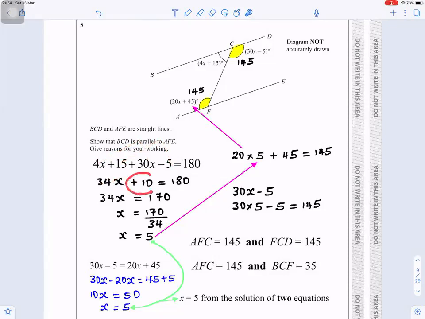We subtract 10 from both sides. Take 10 to the right. 180 minus 10 is 170. And to get x, we divide by 34. 170 divided by 34 gives you x to be 5.